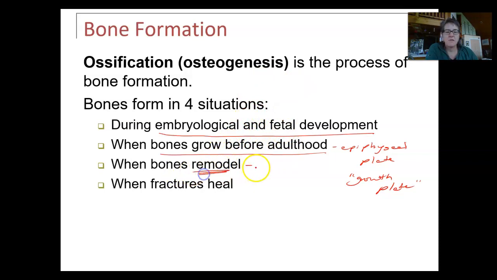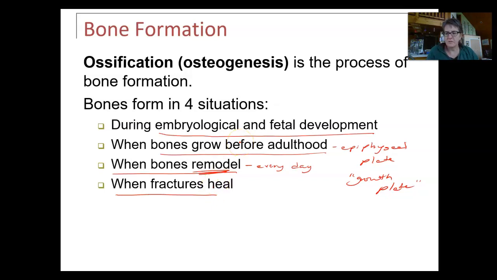Bones are constantly remodeling every day. Compact bone gets replaced. Your arm bones, your leg bones, all that bone gets replaced every so many years. Remodeling means I'm rebuilding it, reforming it, in response to what you're doing to your body and therefore your bones. And then you'll have bone formation if you break something, because you need it to heal.